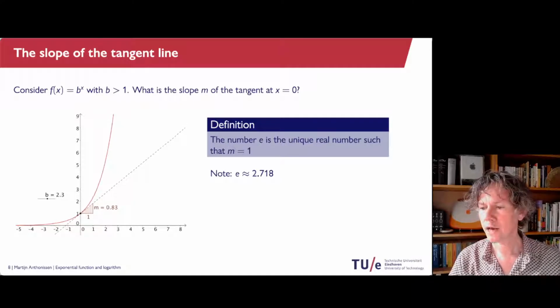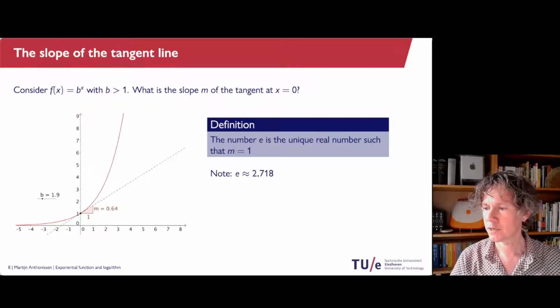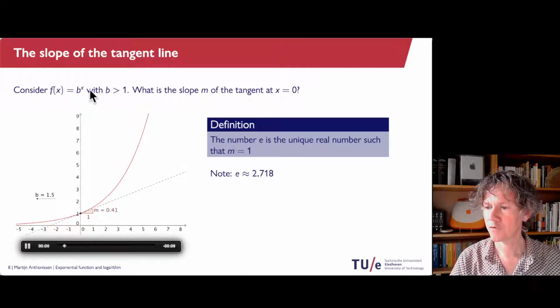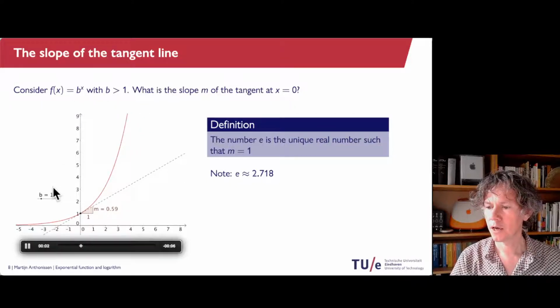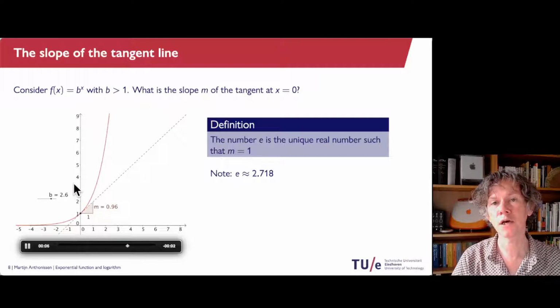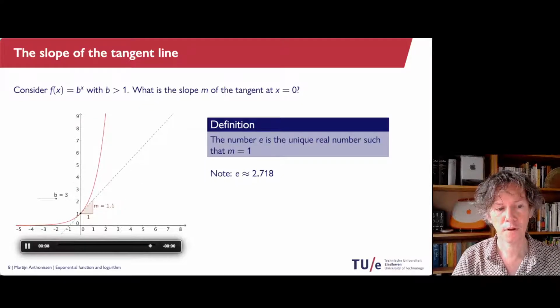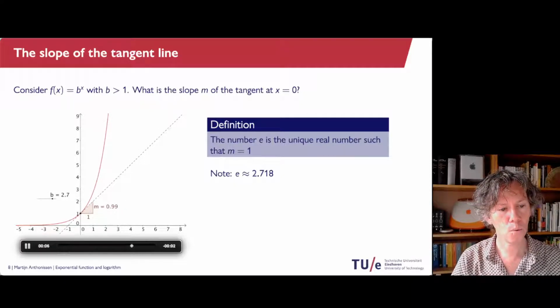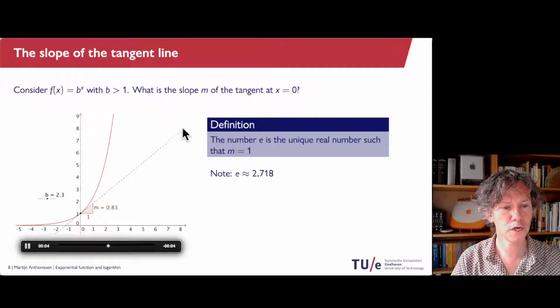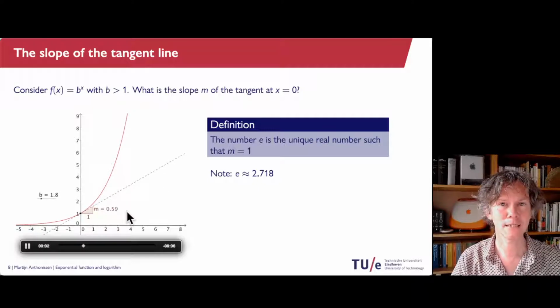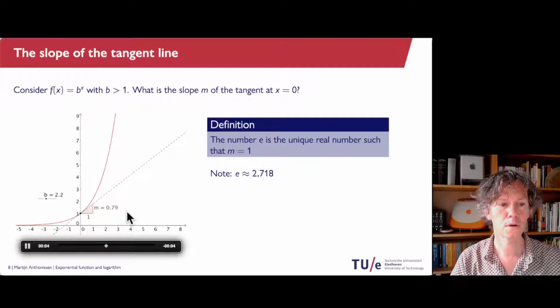So what you see happening here is that I plot f(x) is b to the power x, and I take different b values. So for a different b value you get a different graph. And what you can see is the dashed line here is the tangent line, and this m that you see here is the slope of the tangent line.